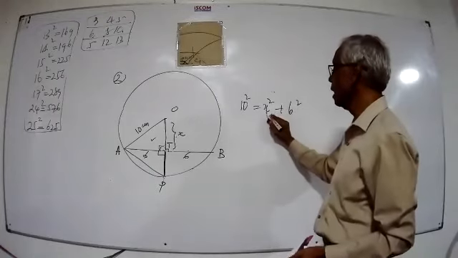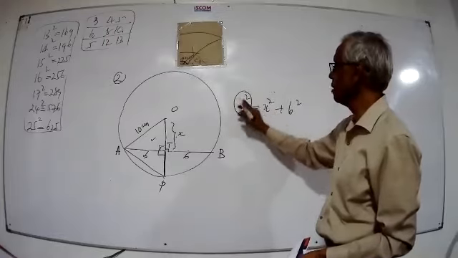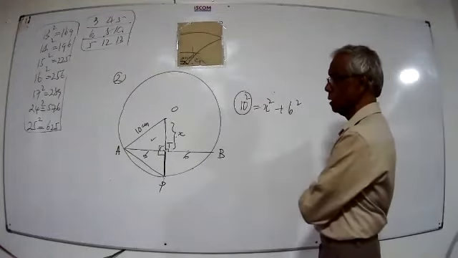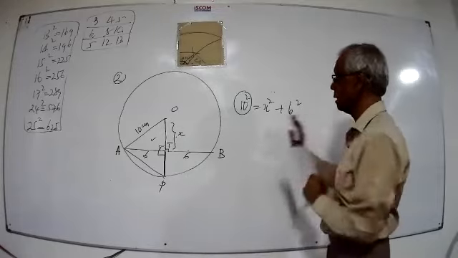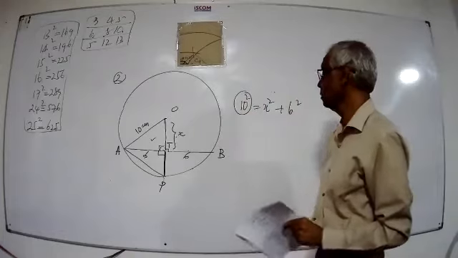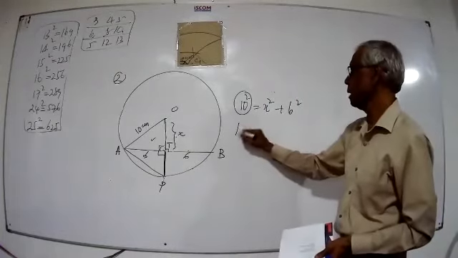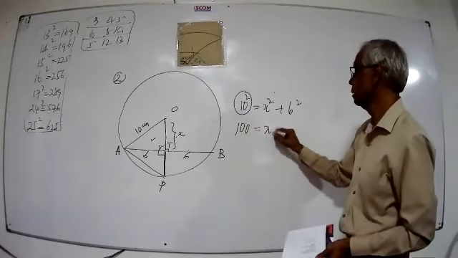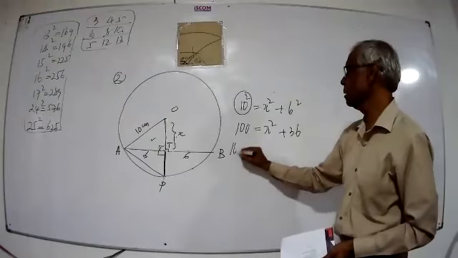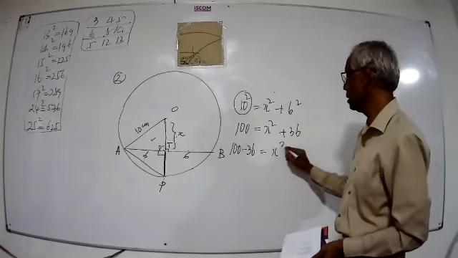How many is 8? Don't guess based on which side the letters are on. Always the hypotenuse is on one side, and the other two sides are on the other side. So 100 equals X square plus 36. Take this 36 to the other side.